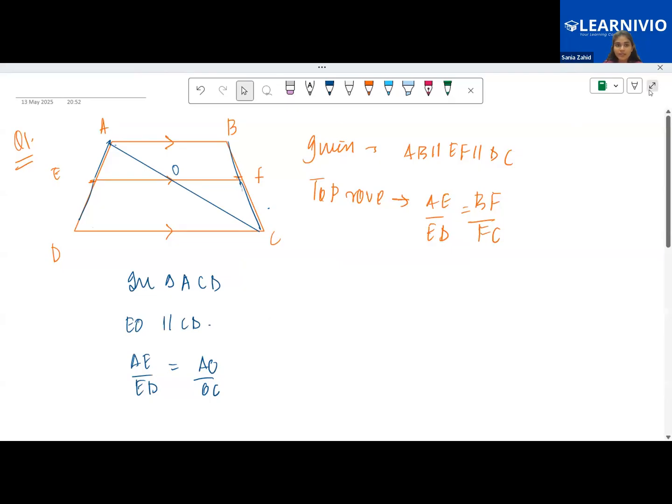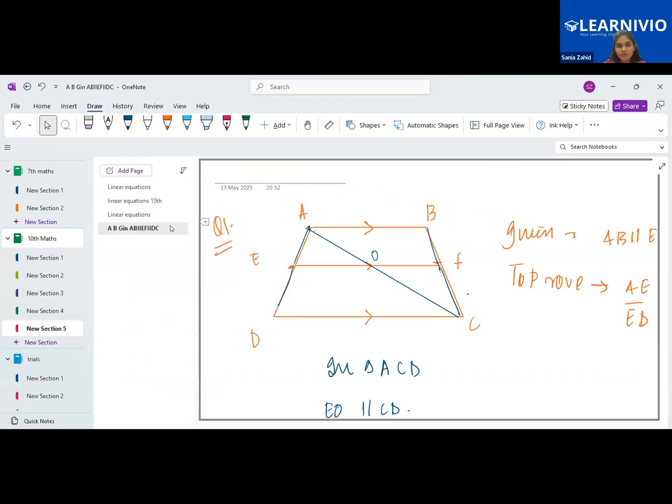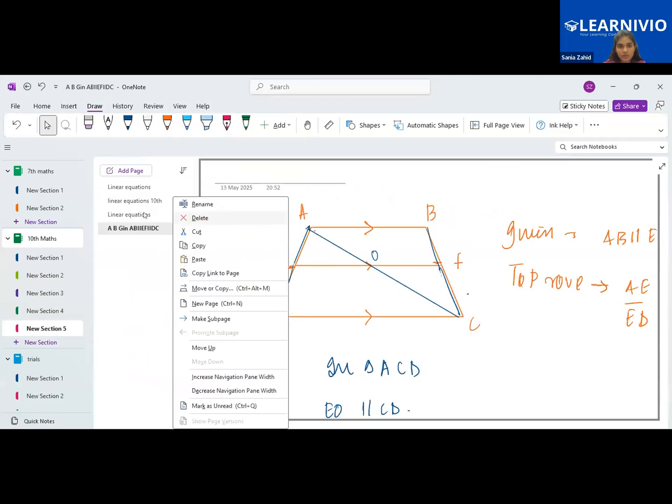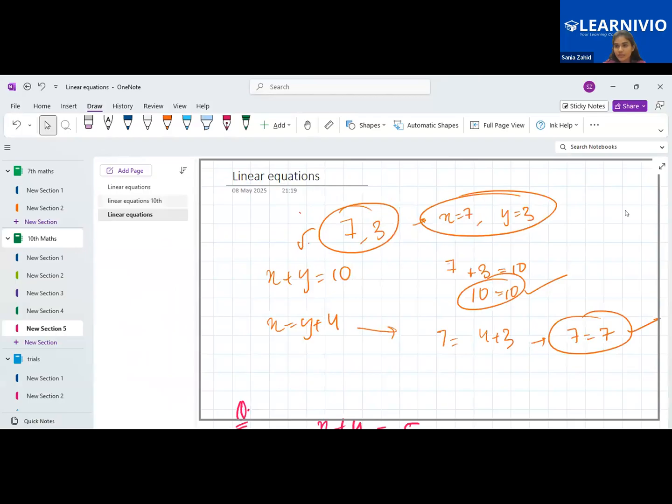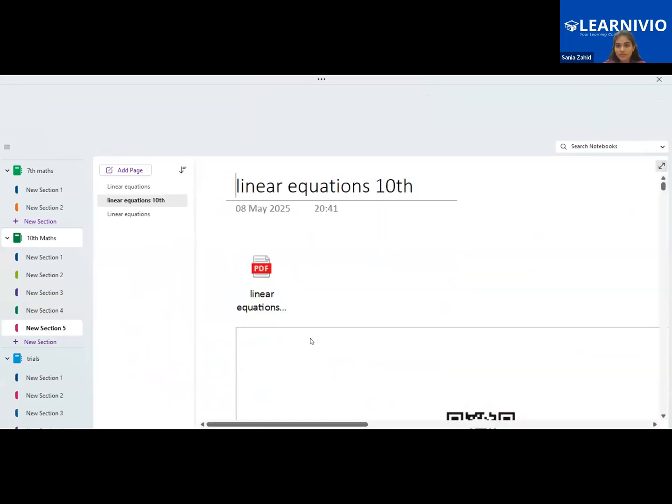So now shall we move ahead? Any more doubts? Any more doubts, Mayor? No, ma'am. Okay. So we can move to this lesson, linear equations.